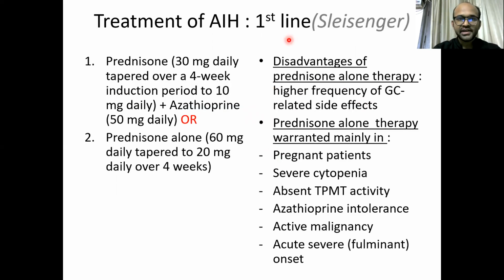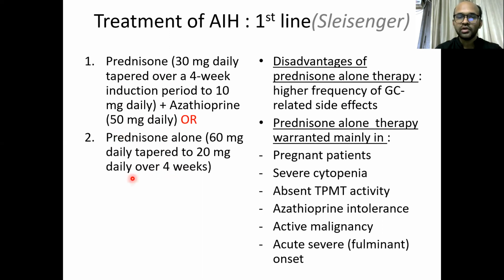Now, treatment of AIH, first line is prednisolone 30 mg daily. You taper it over a 4-week period to 10 mg daily. You give 30 mg for 1 week, then 20 mg for 1 week, then 15 mg for 2 weeks. And eventually you continue on 10 mg dose, right? Plus azathioprine 50 mg daily. So this is combination therapy of prednisone plus azathioprine, or you can give prednisolone alone therapy.